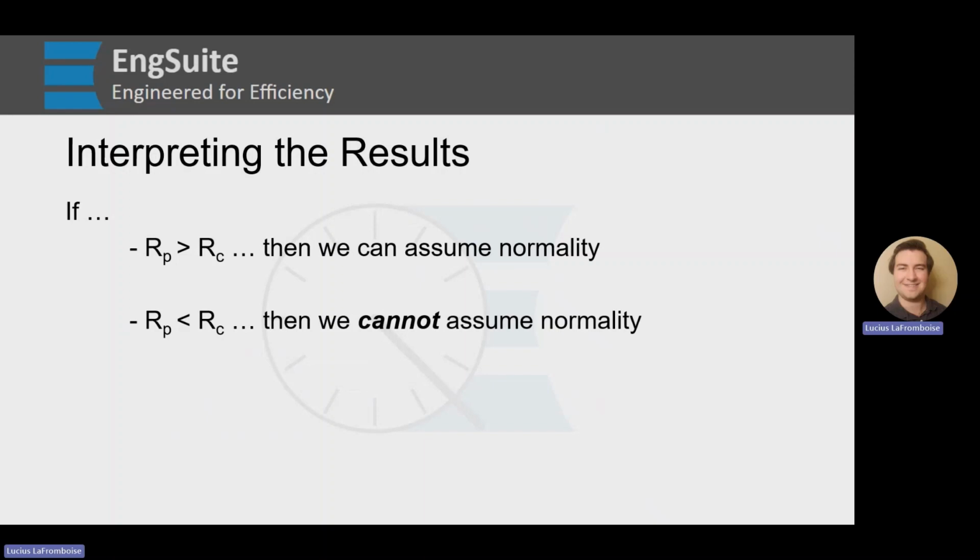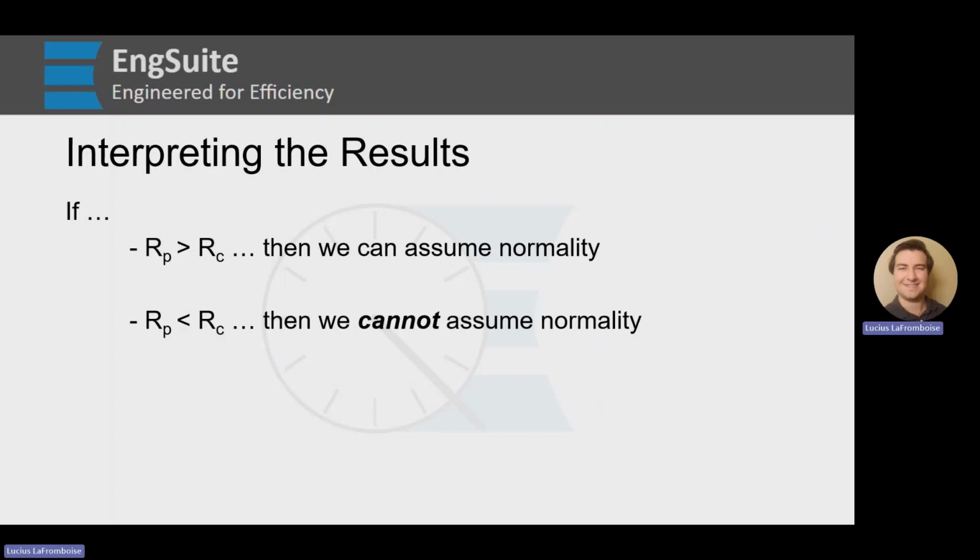Okay, so if your RP, your correlation, is greater than your RC, then we can assume normality, because our correlation is higher than the minimum acceptable. That's really what your critical value is. It's your minimum acceptable. Now, if your RP is less than your critical, we cannot assume normality.